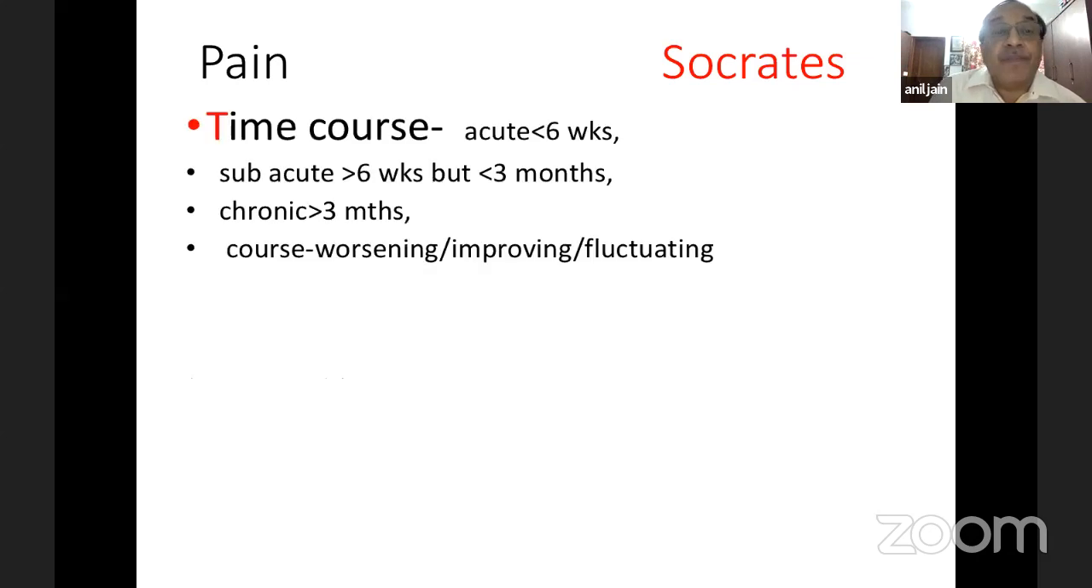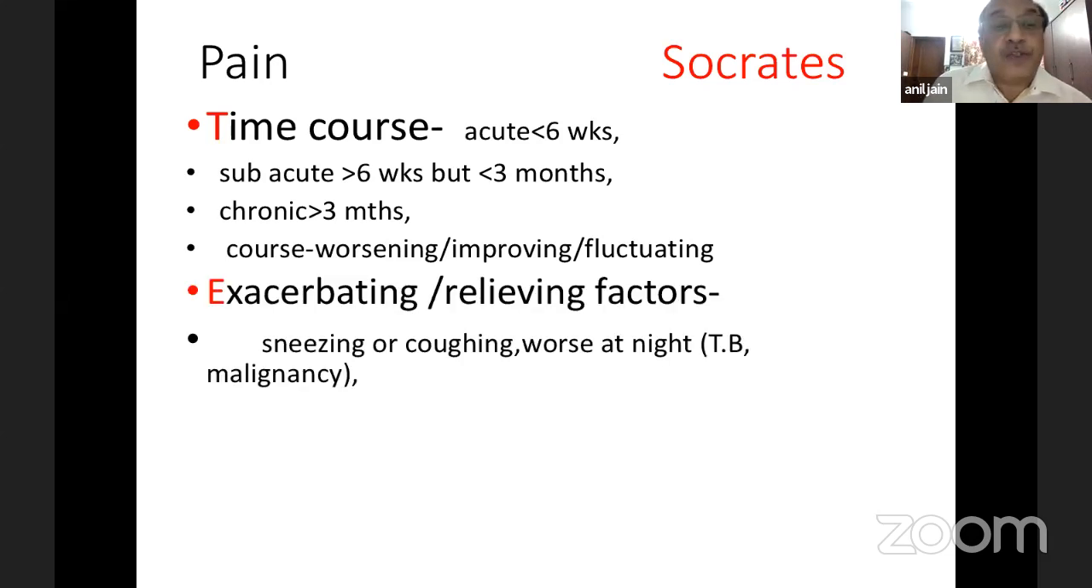Is it associated with symptoms like sensory symptoms, paresthesia, weakness, urinary involvement, fever, weight loss, early morning stiffness, and muscle spasm? According to time, if it is less than 6 weeks, it is generally called acute pain, subacute is 6 weeks to 3 months, and chronic is more than 3 months. The course may be worsening, improving, or fluctuating. When there is a long-standing pain, it is worthwhile to know whether it is worsening, improving, or fluctuating.